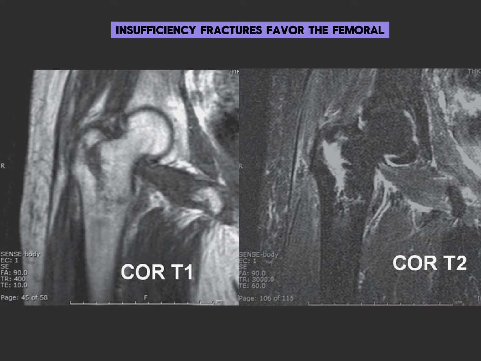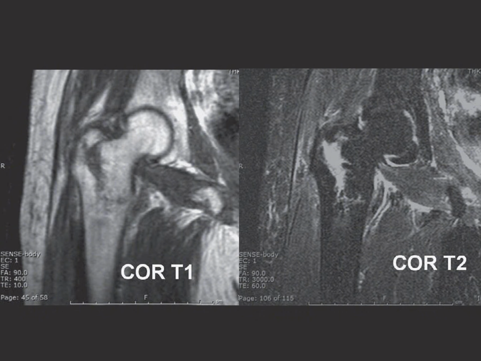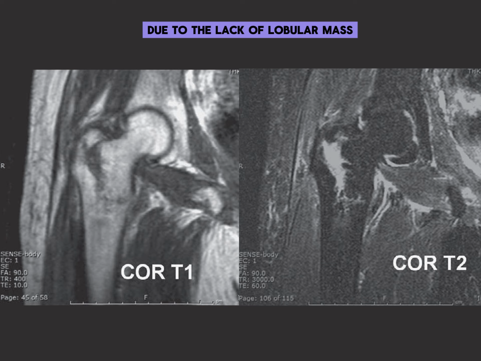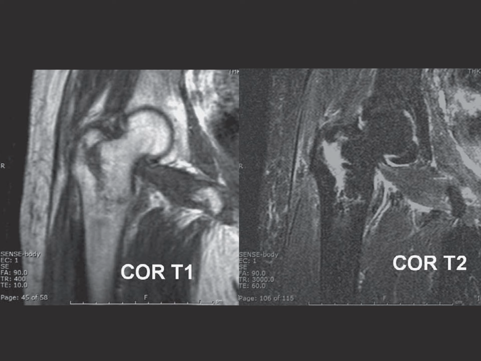Insufficiency fractures favor the femoral neck, and the patient's history of a fall and the intertrochanteric location are not characteristic of this entity. Metastasis is also less likely due to the lack of lobular mass-like morphology, typical of metastatic lesions. Excellent. Let's delve into some essential facts about this condition.